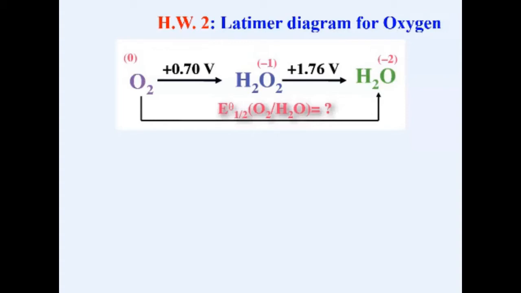This is an uphill reaction, I call it, because if you see O2 to H2O, the reaction E value will be plus 1.23 volt. Yesterday I gave this homework. If you solve that, you will get a value of plus 1.23 volt. If O2 to H2O is plus 1.23 volt, then breaking H2O to O2 is not a spontaneous reaction. That will be minus 1.23.